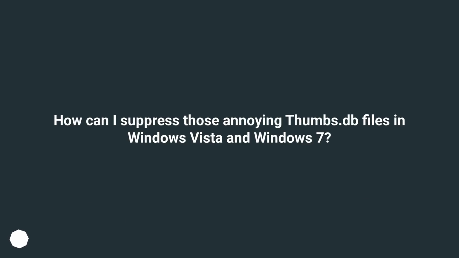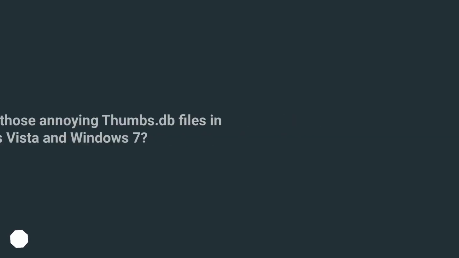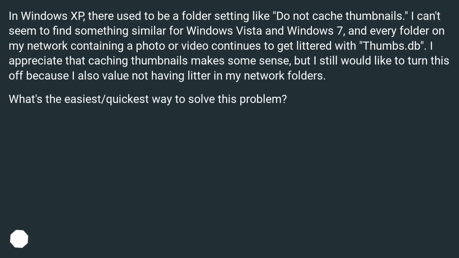How can I suppress those annoying Thumbs.db files in Windows Vista and Windows 7? In Windows XP, there used to be a folder setting like Do Not Cache Thumbnails. I can't seem to find something similar for Windows Vista and Windows 7, and every folder on my network containing a photo or video continues to get littered with Thumbs.db.